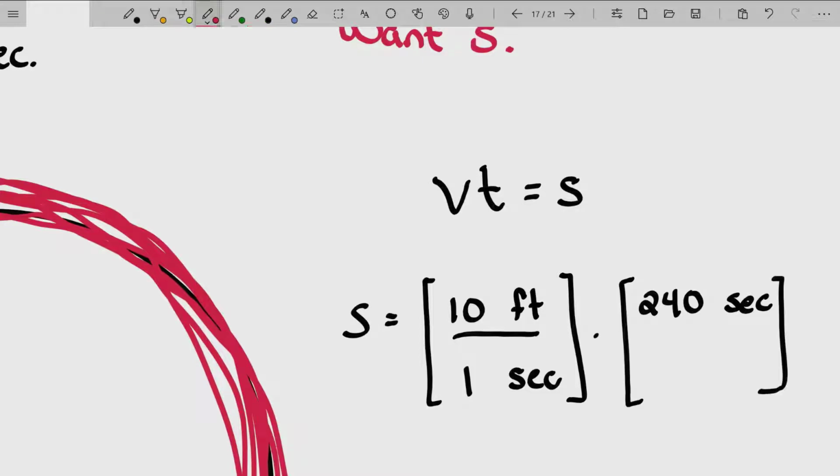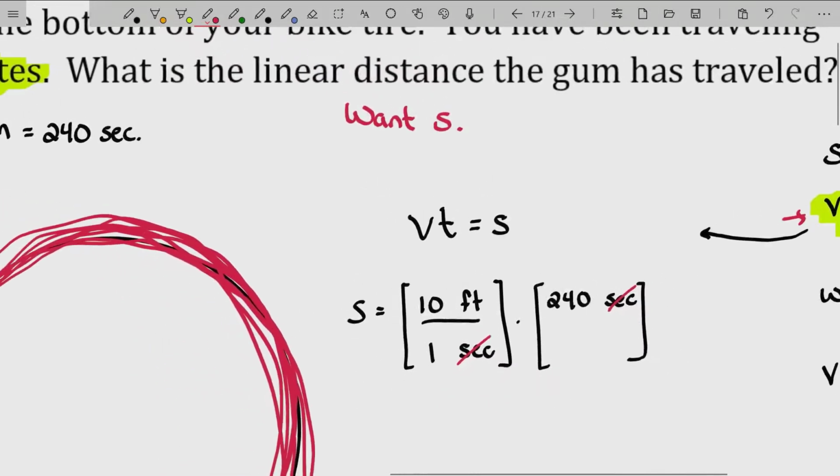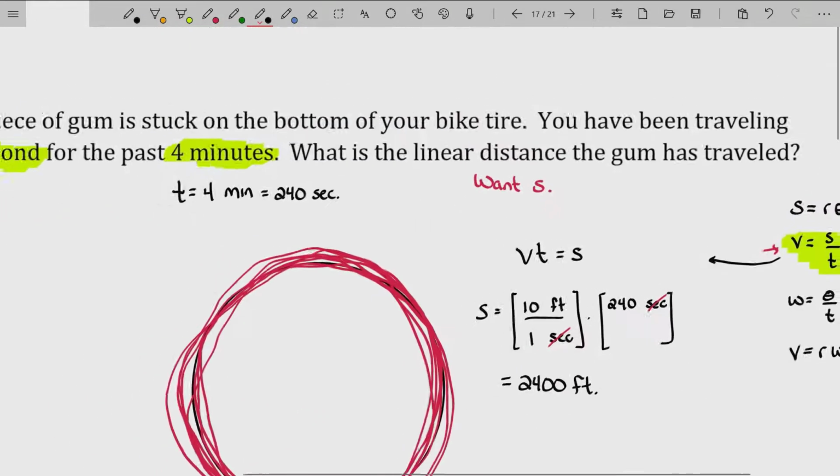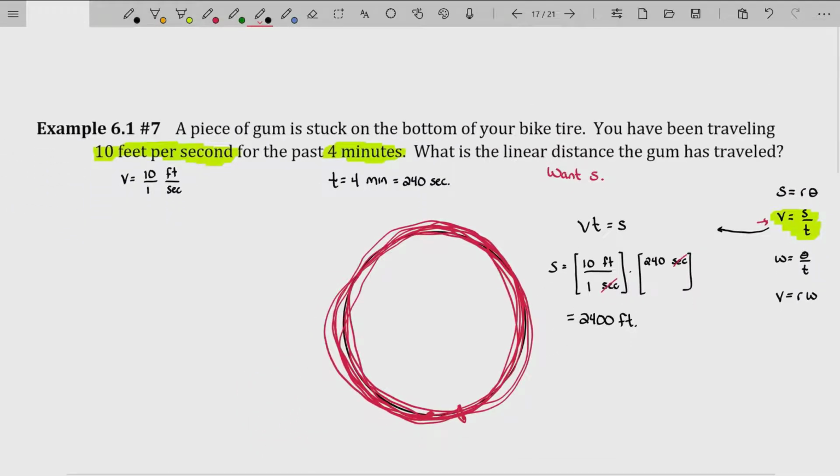And notice the units for seconds cancel beautifully. And so you get 2,400 feet. And this is how far that piece of gum has basically traveled, 2,400 feet. That's also how far you've traveled with the gum on your tire.